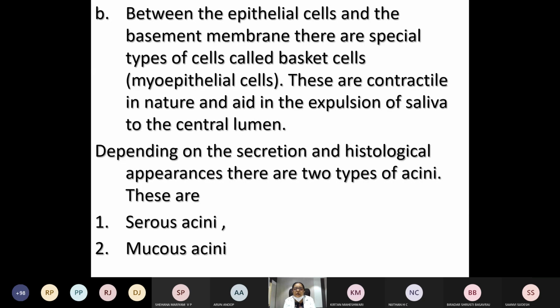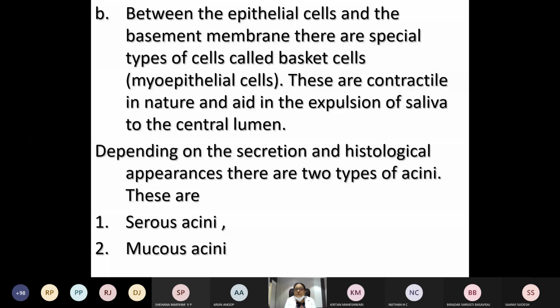Between the epithelial cells and the basement membrane, there are special types of cells called basket cells. In the last class, the introduction class, I told you that basket cells are myoepithelial cells. These are contractile in nature and aid in the expulsion of saliva into the central lumen.